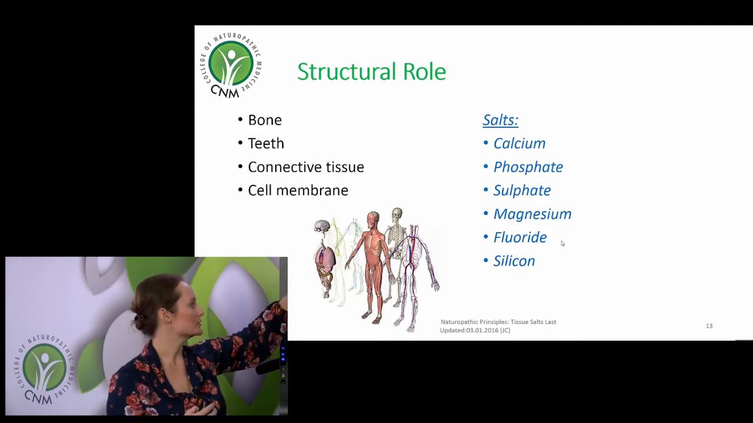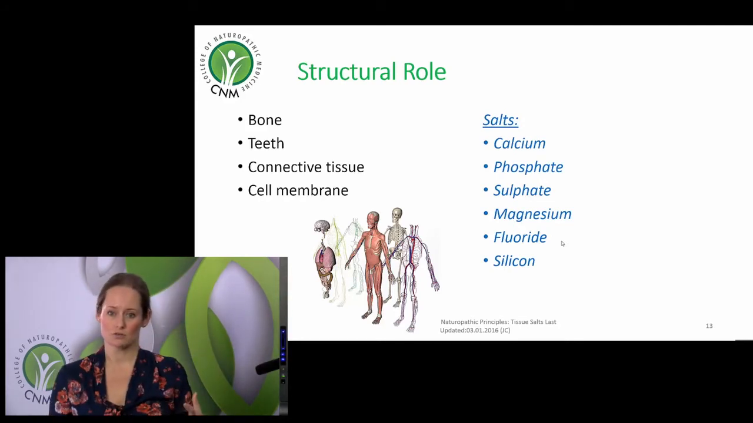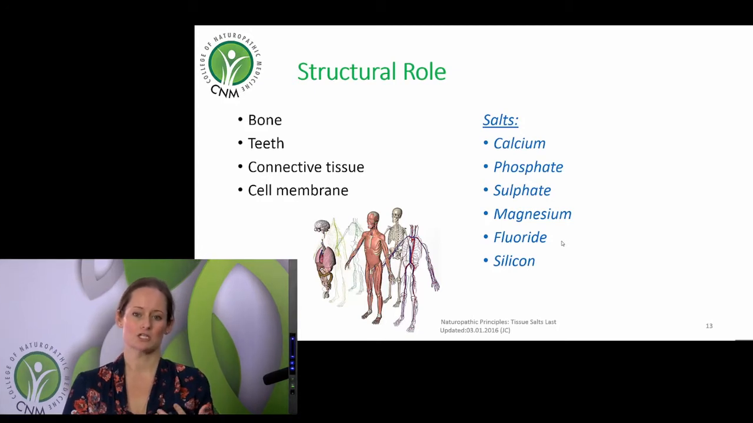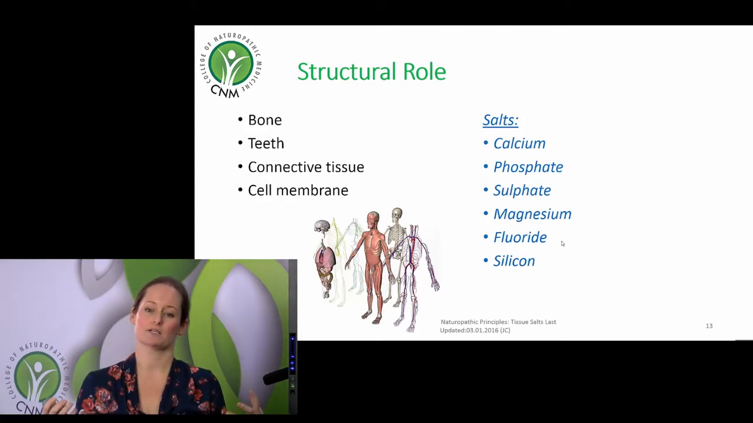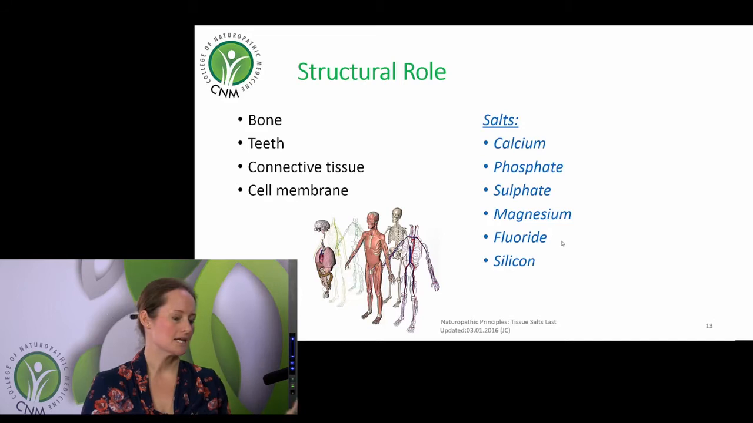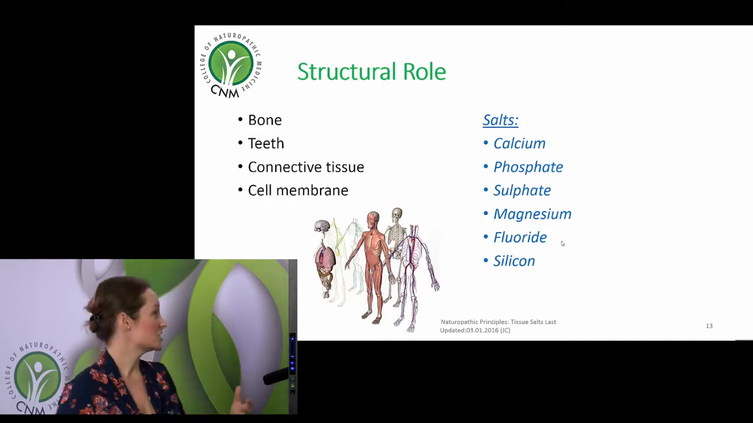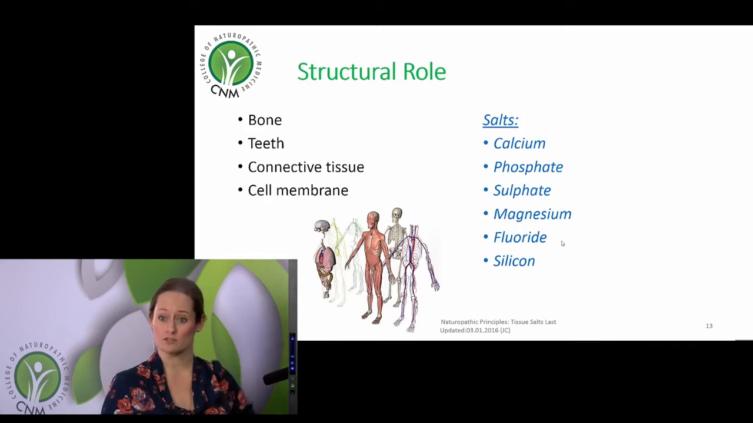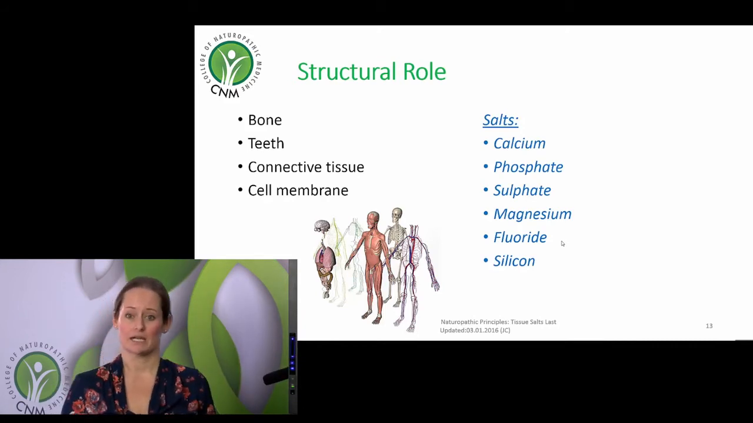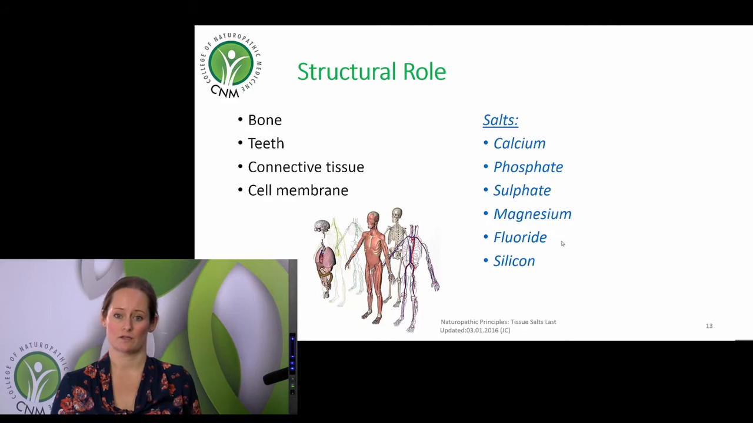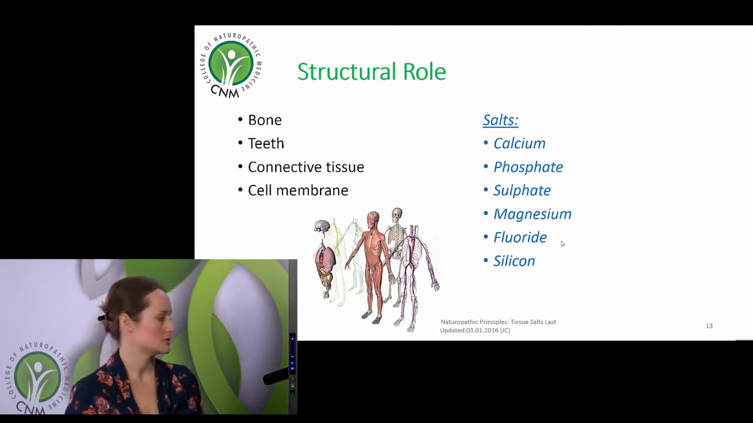So we think of bone, teeth, connective tissue. Remember, connective tissue is the tissue that connects everything to each other. So this involves things like tendons, ligaments, adipose tissue. Connective tissue can even be blood. Believe it or not, although blood is liquid, it is a type of connective tissue. It connects various organs, various tissues to each other.